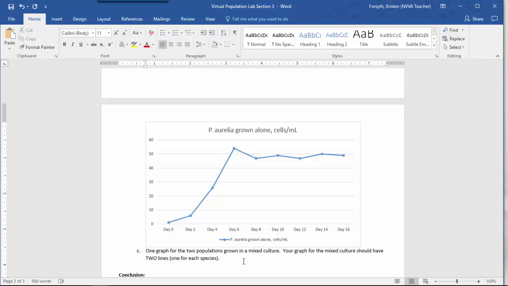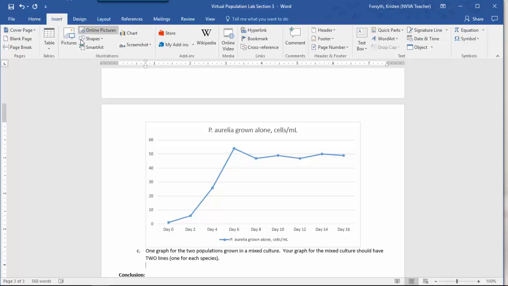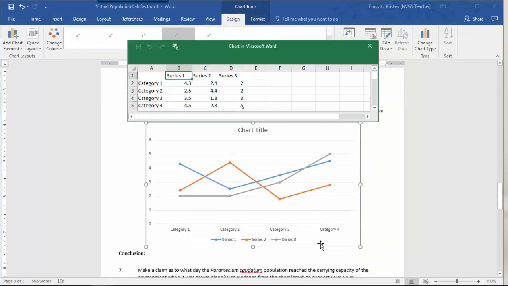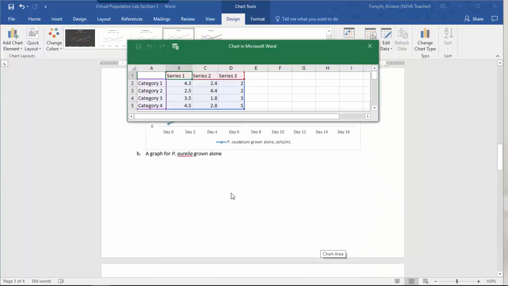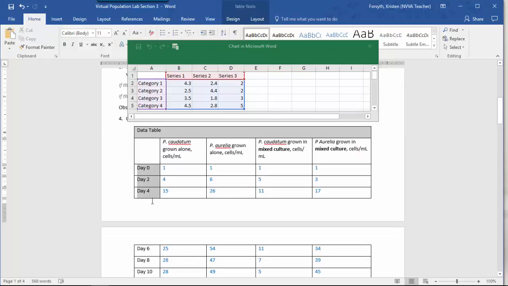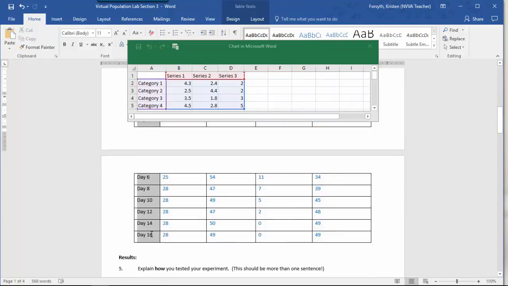So again, insert, where is it? Chart, line. Okay. And then this time, you're going to just do the same process again. Go back up to your data table. And this is a good tool for you to know how to do for future labs because we will be inserting charts into future labs.